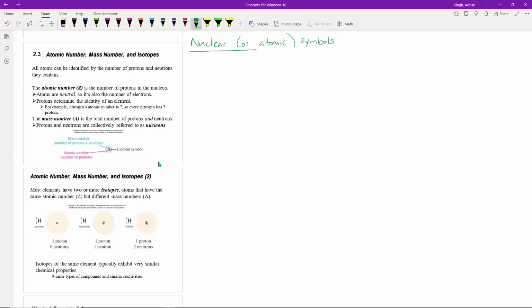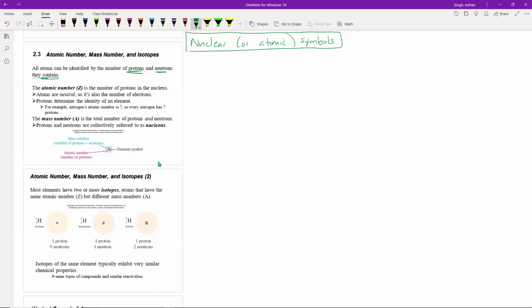And these are going to look similar, but also slightly different than our normal type of notation for the elements. So let's take a look at a couple of the important numbers to begin with, and then we'll incorporate them into these nuclear symbols. So when it comes to our atoms, we can identify an atom by a couple numbers, by the number of protons, by the number of neutrons as well, and by extension, to a lesser extent, the number of electrons. But we need to know some other characteristics of the atom in order to do that.